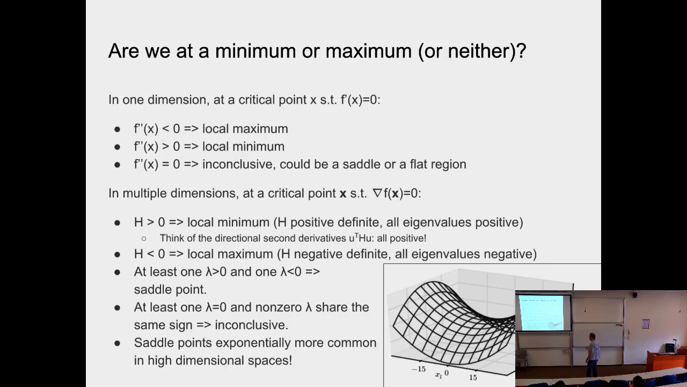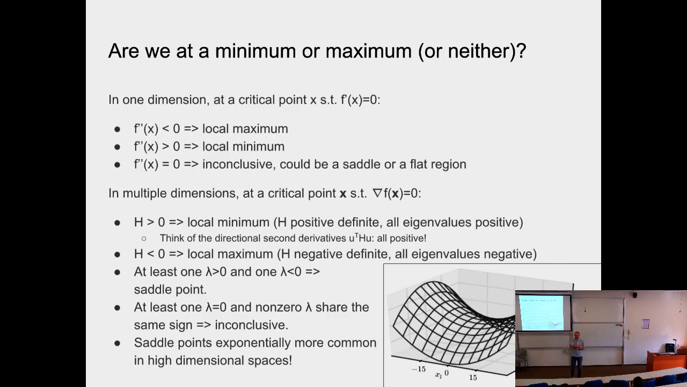Analogous things are true in multiple dimensions. A critical point is where the gradient is zero. And this time, to judge what kind of critical point we're at, we look at the Hessian for the second derivatives. If the Hessian is greater than zero, which means positive definite, which means all eigenvalues are positive, then we definitely know that we're at a local minimum. Because whichever direction we turn into, we see a positive second derivative, which means this type of curvature. So that means I'm at the bottom of the bowl. If H is negative definite, which means all eigenvalues are negative, then we're at a local maximum.